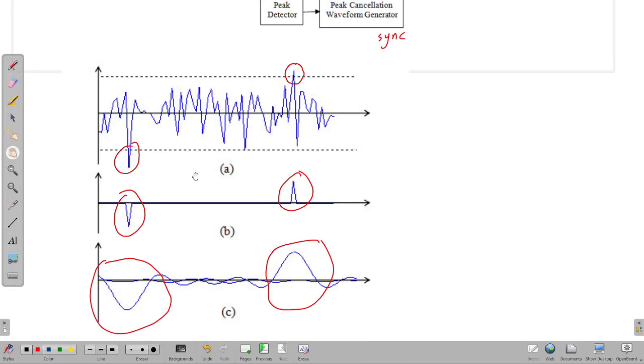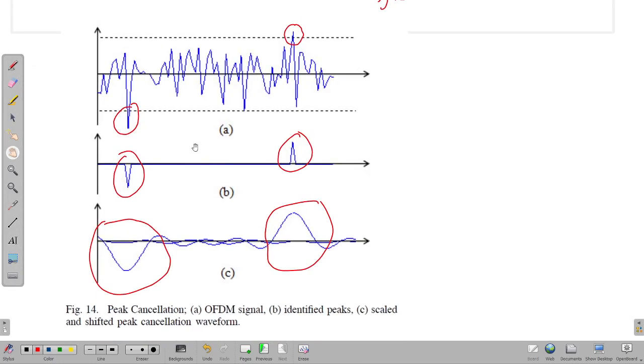Okay, so that's about the signal distortion techniques. And in the next class, we'll see multiple signaling and probabilistic techniques. Thank you.